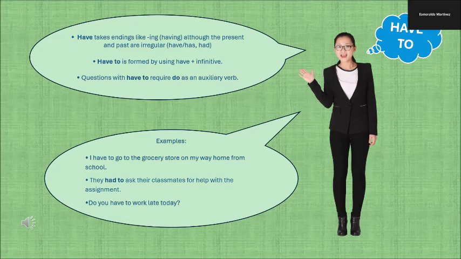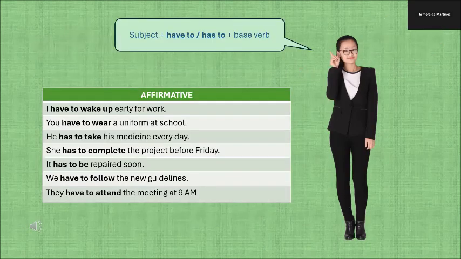When using the verb have to express obligation, we typically use have to or has to for third person singular. This is similar to must, but have to is often used for external obligations, such as rules, laws, or requirements. The basic structure for have to is subject plus have to or has to plus base verb.